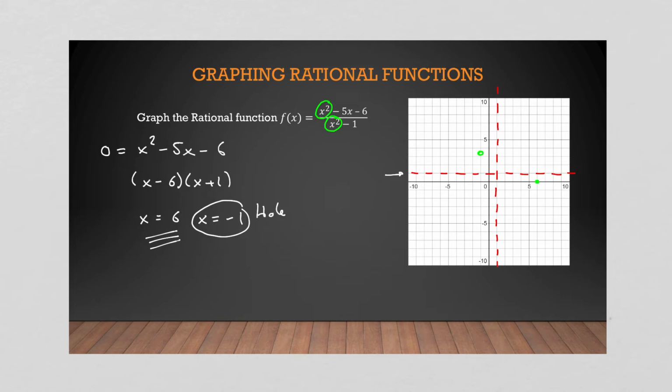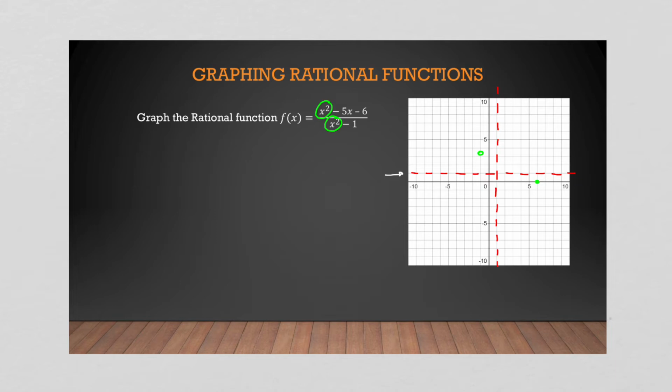The only other one we want to consider now is our y-intercept, and our y-intercept occurs when x equals 0. So in this case, we will set x equal to 0, and we'll end up with y equals 0 squared minus 5 times 0 minus 6, all over 0 squared minus 1, which is negative 6 over negative 1, which is 6. So our y-intercept is here.